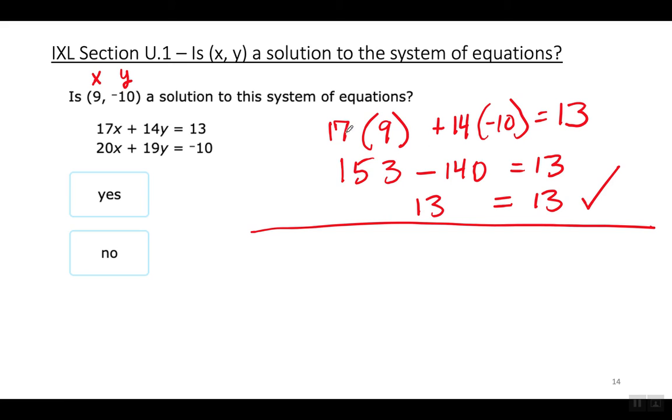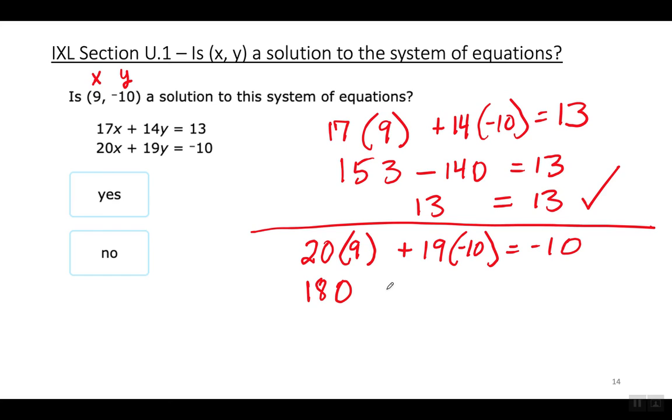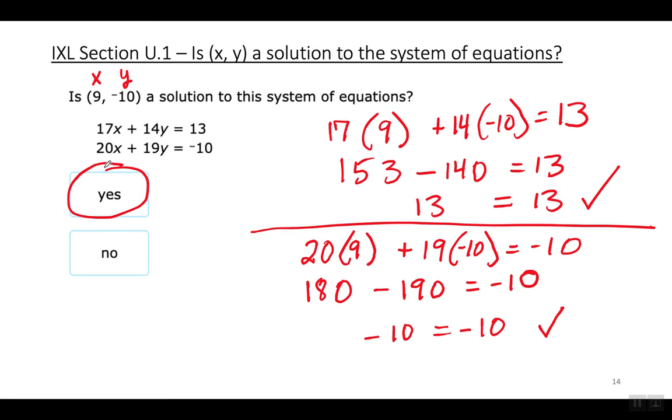Okay, en la ecuación de arriba, cuando sustituyo el 9 y el negativo 10, sí hace la ecuación verdadera. Ahora déjame chequear abajo. So on the bottom, it'll be 20 times 9 plus 19 times -10 equals -10. 20 times 9 is 180. 19 times -10 is -190. And 180 minus 190 is -10. So yes, it works on the bottom equation as well. So yes, this is a solution to this system of equations.